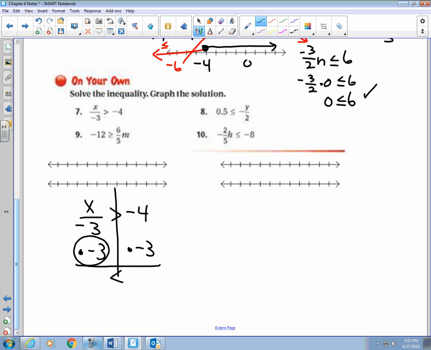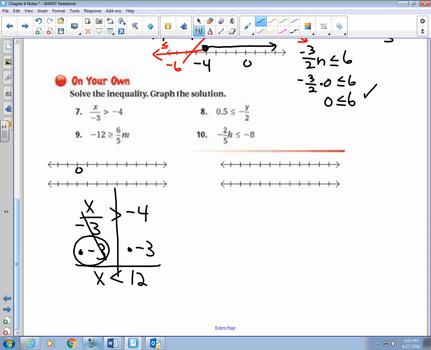So divide by -3, multiply by -3 cancels out to be 1, and we get x on the left. -4 times -3. Negative times negative is a positive. 4 times 3 is 12. So I get x is less than 12. Let's go ahead and graph that.